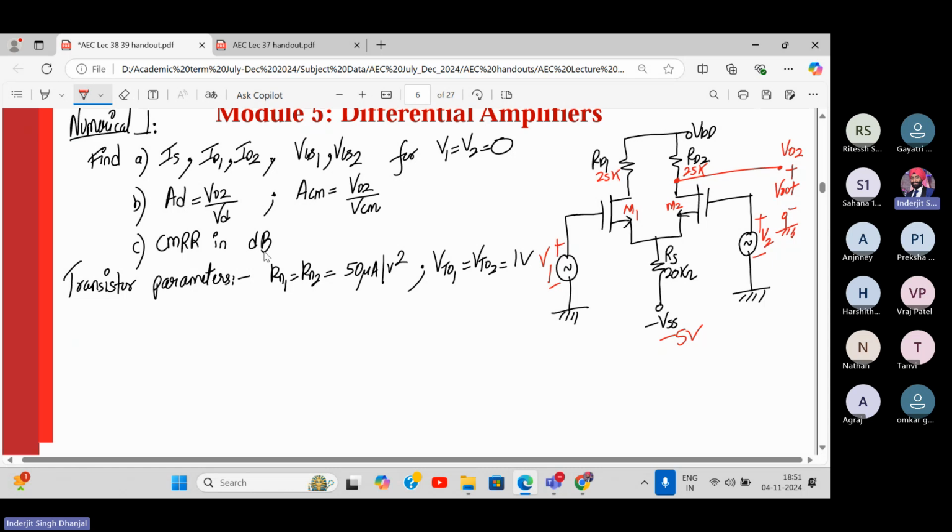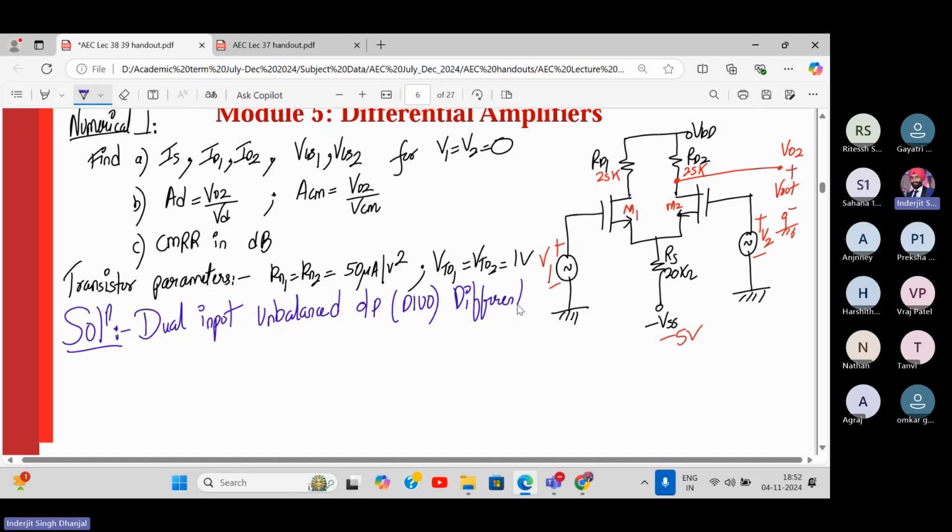Completed? How to identify the configuration? That's the first thing you do. See, both the inputs are there, so it's a dual input. Balanced output will be when the outputs are taken across both the drain terminals. But here it is only one terminal. So this configuration is dual input, unbalanced output. It doesn't matter to DC analysis, but it will matter to AC analysis. So it's a dual input, unbalanced output, that is DIUO, differential amplifier.